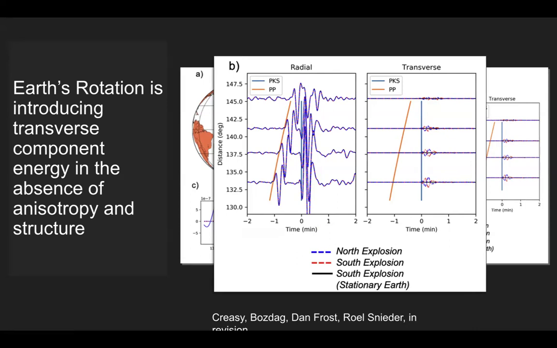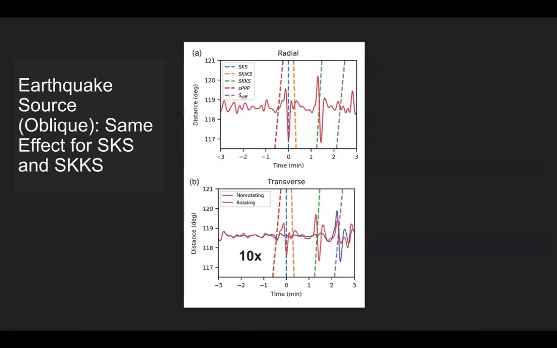Can we see this on other shear waves as well? So this is now SKS, using an earthquake source, so we now get shear waves. Here's the SKS phase. This is the radial component of SKS, and down here is the transverse component. I multiplied the amplitudes by 10 just so you can see it better. It's small, not a huge amplitude, but there is energy here.